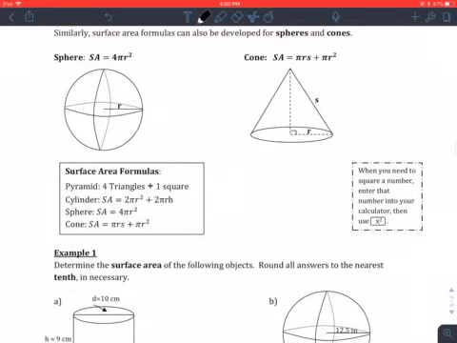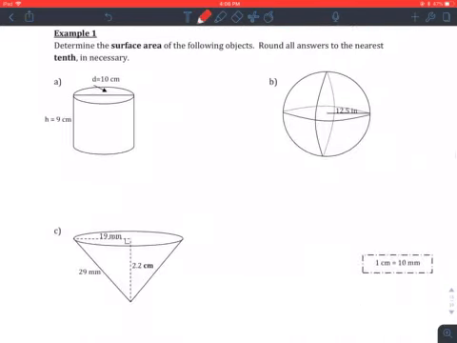Surface area formulas could also be developed for spheres and cones. They're a little bit more complicated to work with, so those formulas are going to be given to you. Your sphere is represented by 4 pi r squared, and your cone is represented by pi times the radius times the slant height, which is denoted by s. And you're going to have to add to it the area of the circular base, which is pi r squared. Those formulas will be provided for you. Let's take a look at some examples.